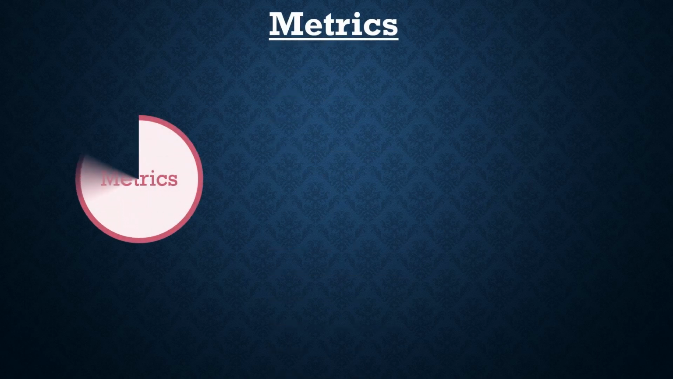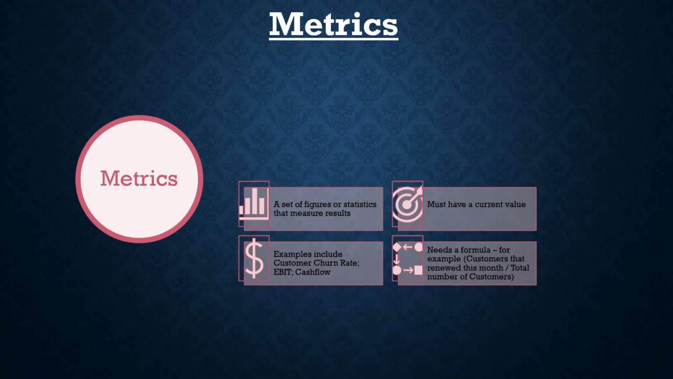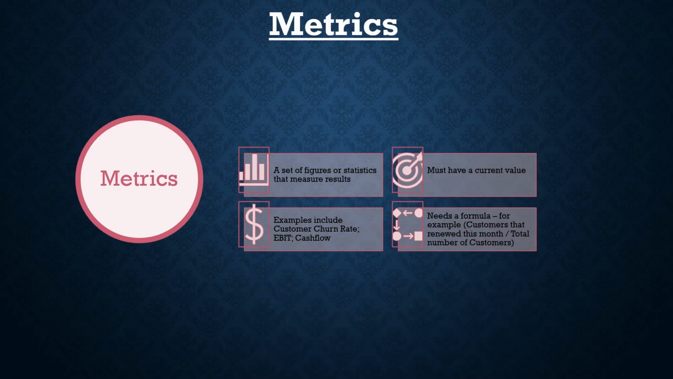First, we consider metrics. They are 1. A set of figures or statistics that measure results. 2. They must have a current value. 3. Examples include customer churn rate, earnings before interest and tax, cash flow. 4. They need a formula, for example, customers that renewed this month divided by total number of customers.